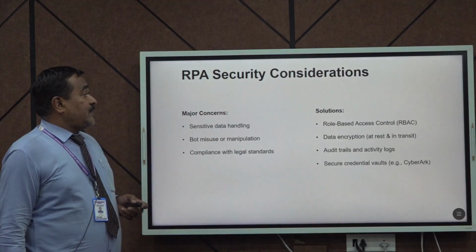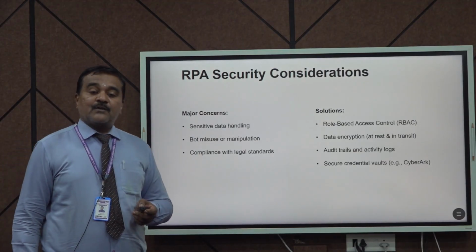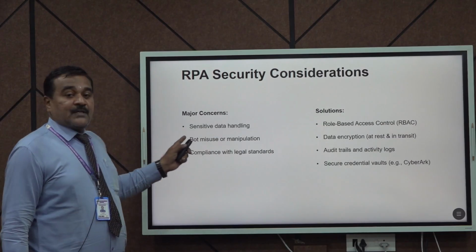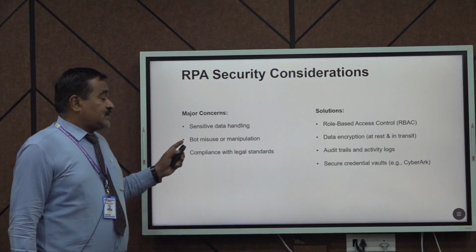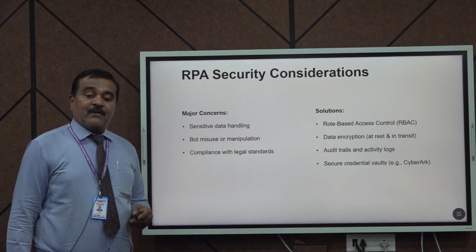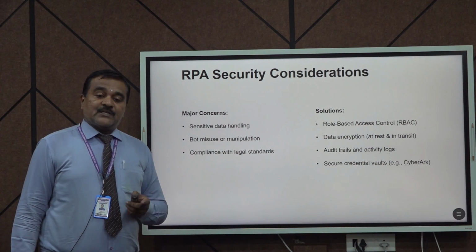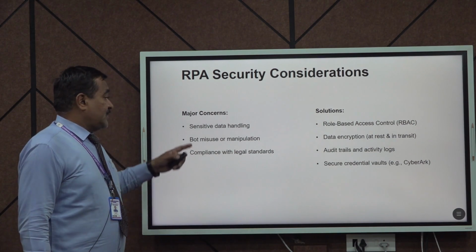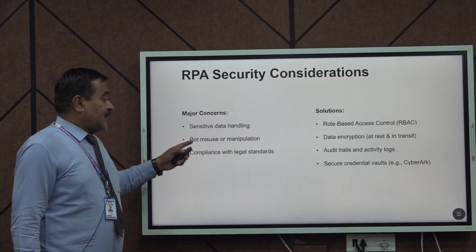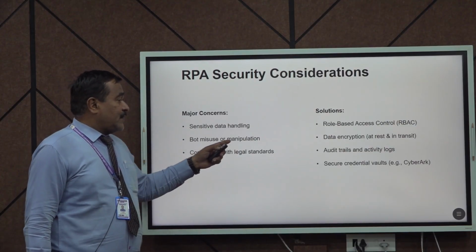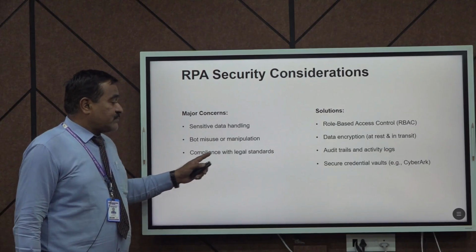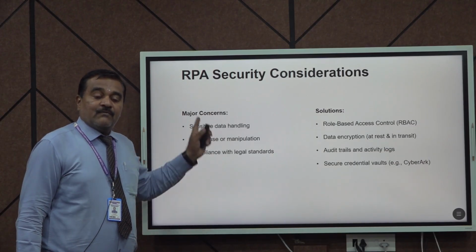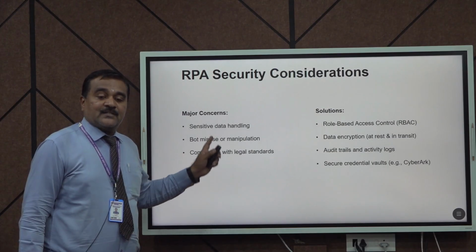And this is the RPA security consideration. In advanced RPA security consideration, there are different major concerns we concentrate on. The first one is sensitive data handling. For example, financial data or educational data, students' marks data, everything is connected with sensitive data handling, and then misuse or manipulation of the process, and compliance with legal standards. These are the major threats wherever we define any data security process.